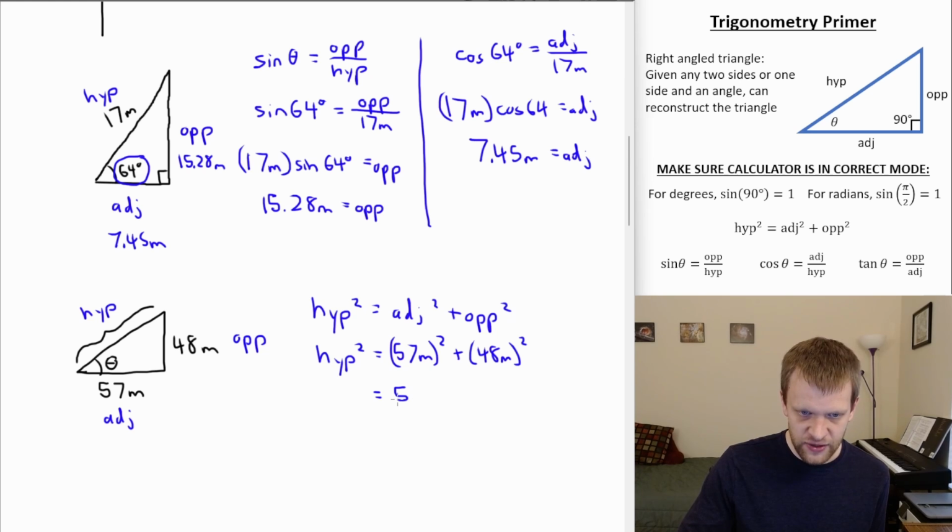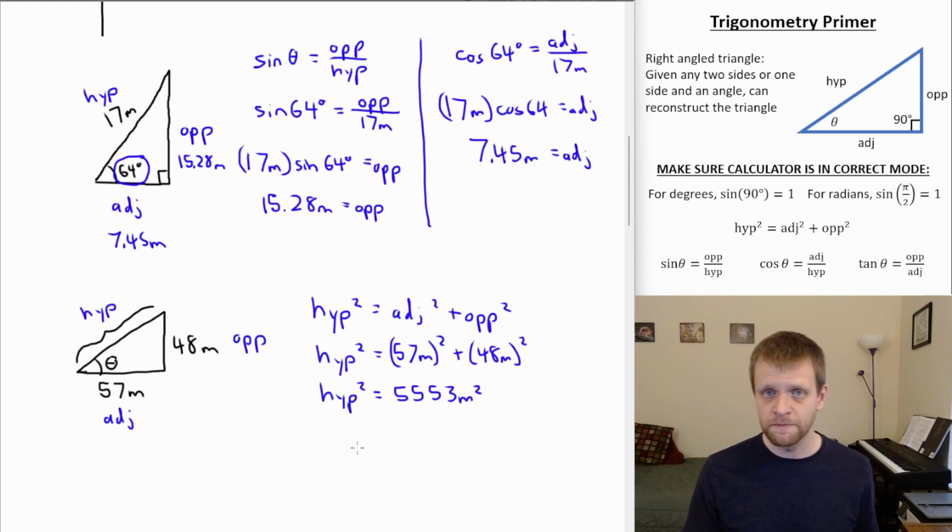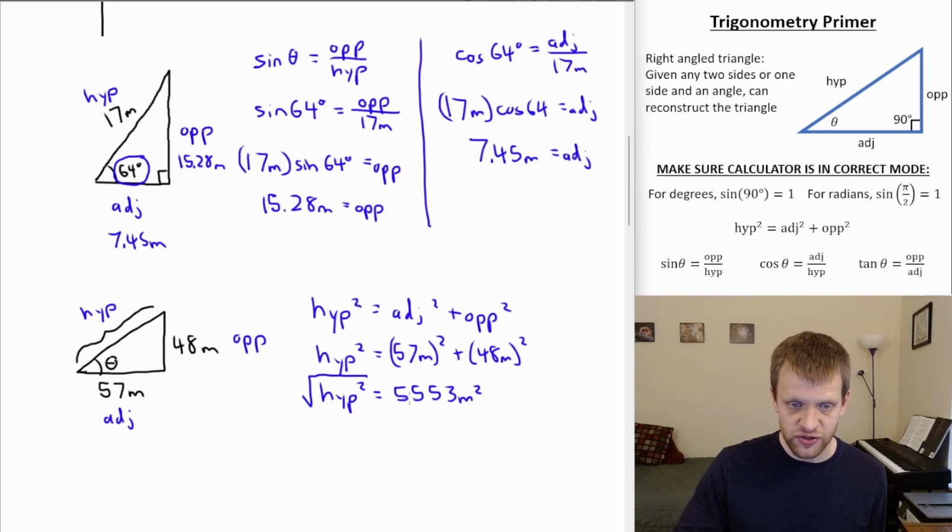I got 5,553. Technically, this would be meters squared right now. And that's the hypotenuse squared. So if I just want the hypotenuse, I need to take the square root of both sides of this equation. So we take the square root of both sides.